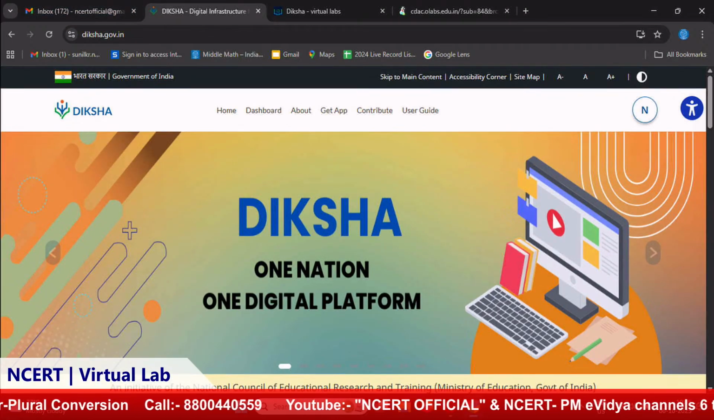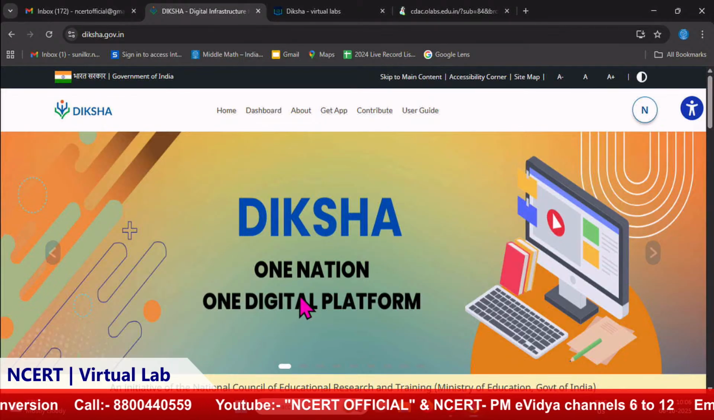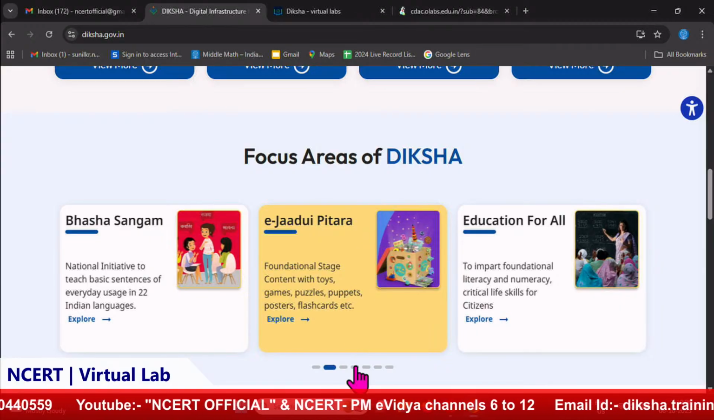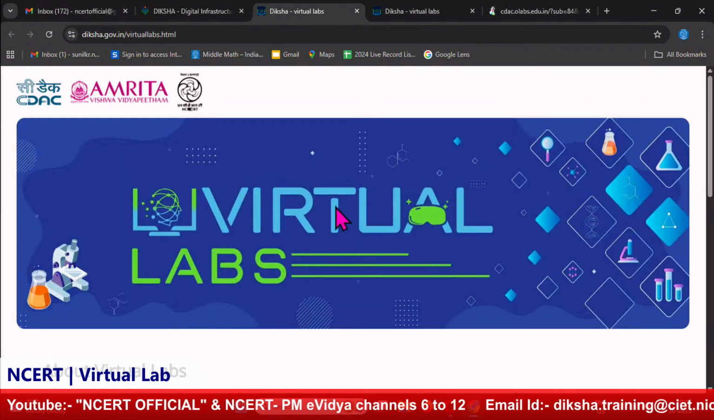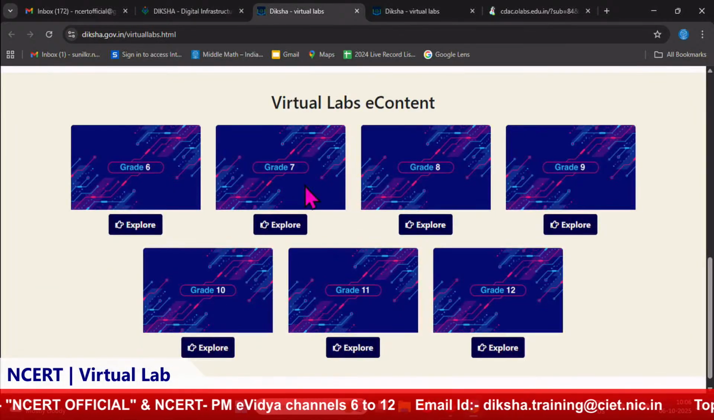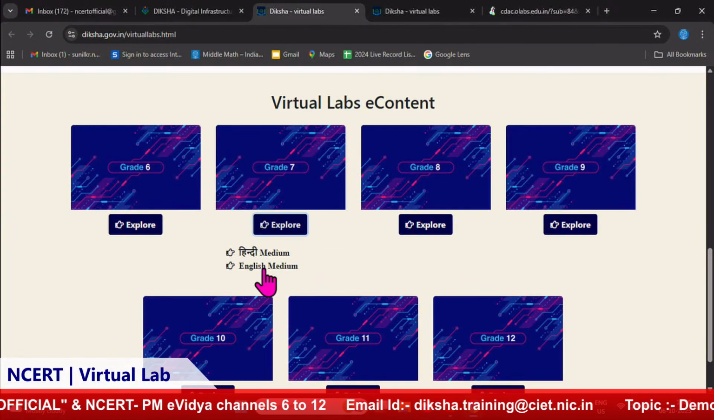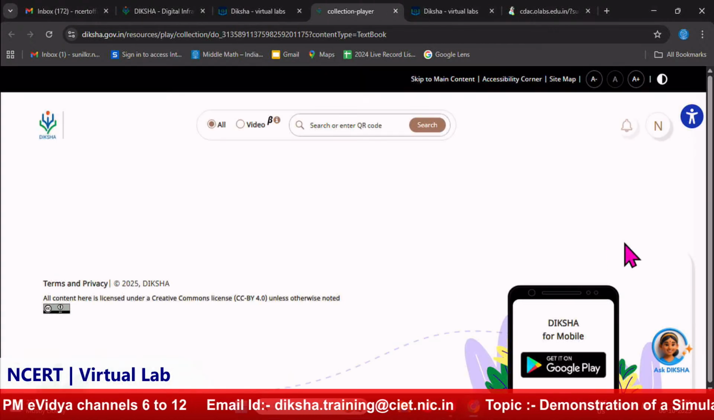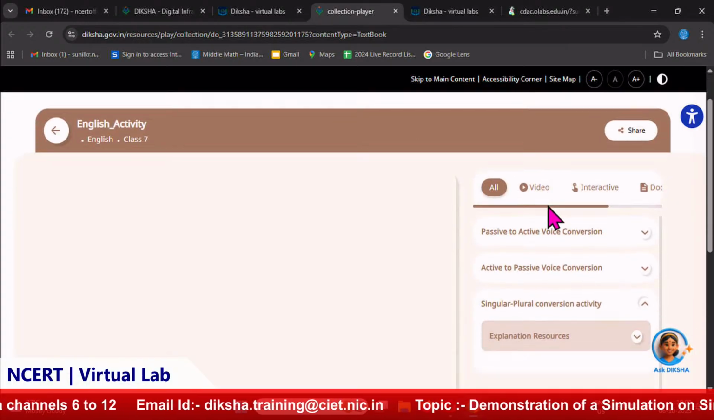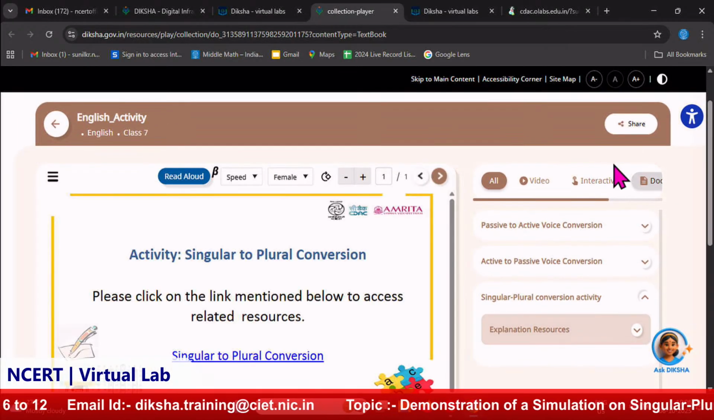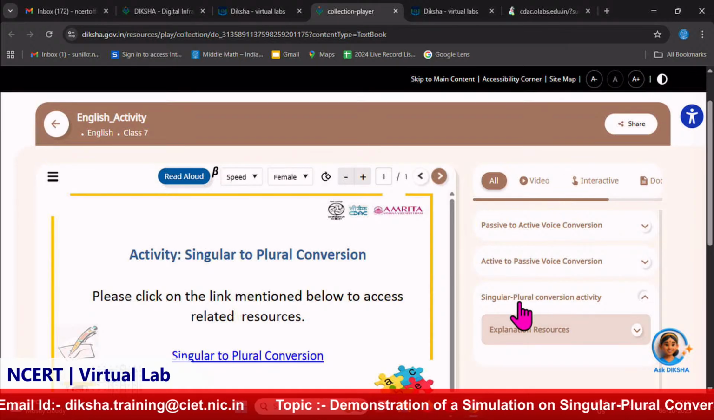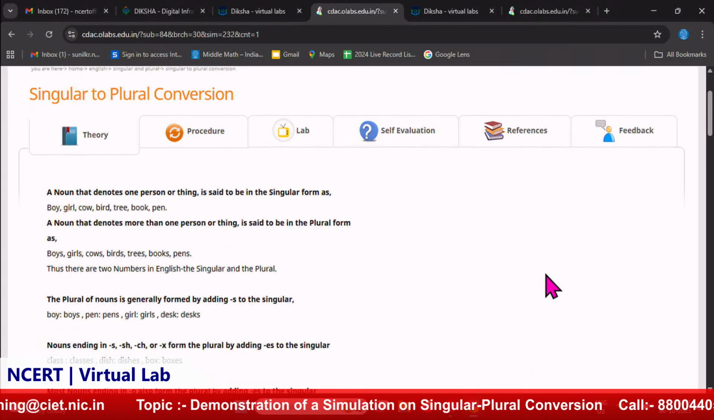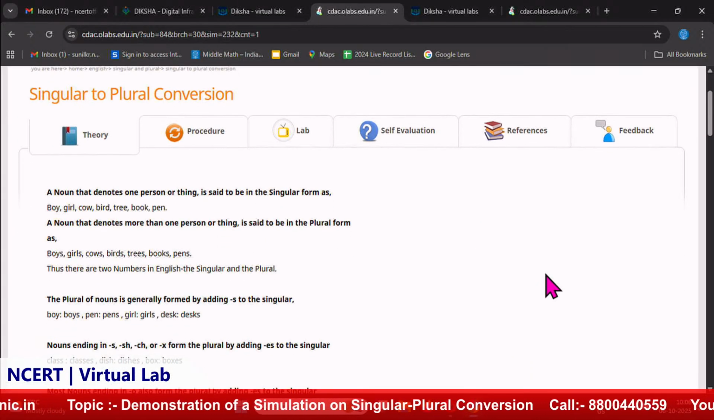And you will see it like this: Diksha, one nation, one digital platform. And from here we go to focus areas of Diksha. The fourth tab here is virtual lab, and then we go to grade 7, English medium, English, and this is how it should look. We've already done passive to active conversion before. Yes. And here we have singular plural conversion activity. Okay. So let us see. So this is how the virtual lab of Diksha looks like.